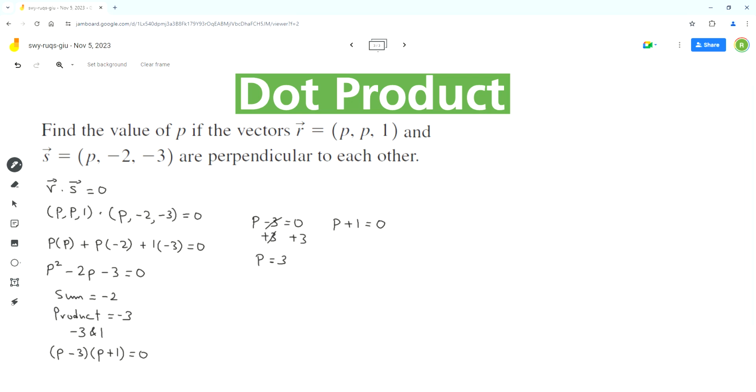Now we can analyze the second case. So this is the second value of P. So the vectors R and S are perpendicular for two values of P, 3 and -1. So there are two solutions for the value of P. So this should be the final answer. So these are the steps you have to keep in mind to solve a problem like this one.